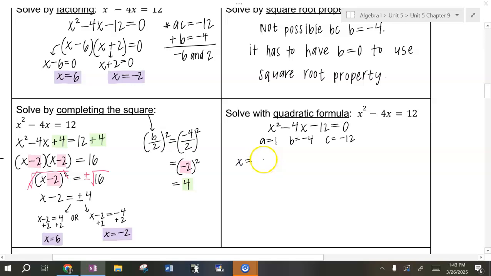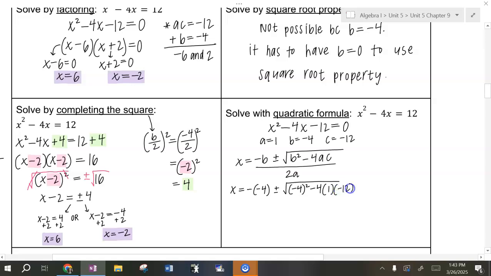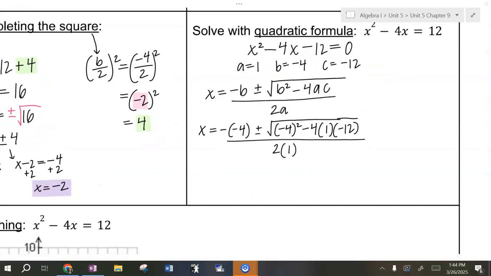Write down the quadratic formula. X equals -b plus or minus the square root of b squared minus 4ac over 2 times a. Now fill in your values for a, b, and c. When you fill them in, you need to put them in parentheses. After you fill in the values, now you have to go through and simplify.